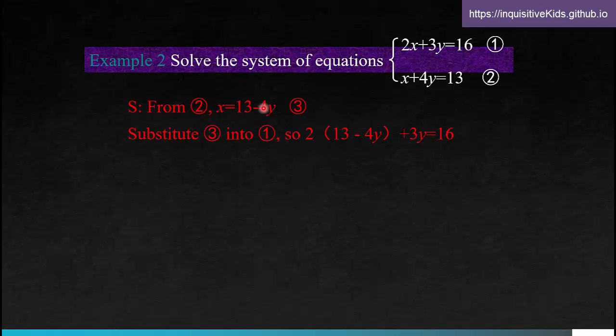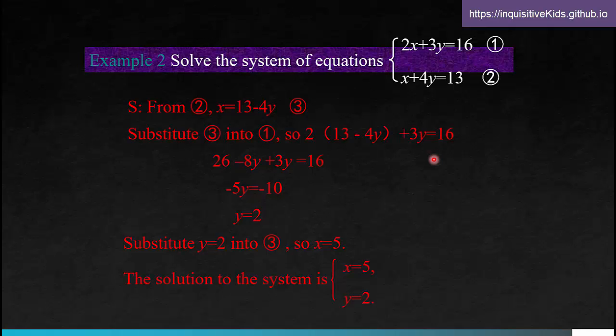So this equation we can call equation number 3. Substitute equation number 3 into equation number 1, and then we have this equation right here. Simplify, y is equal to 2. Again, now you can substitute that into either equations 1, 2 or 3. If you substitute into equation 3, you have x is equal to 5. So the final solution is x is equal to 5, y is equal to 2.